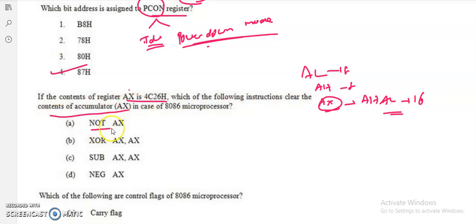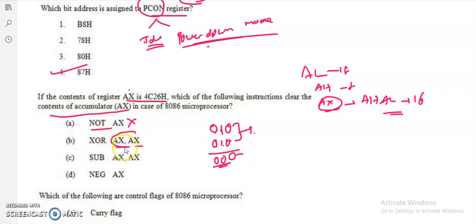Here, NOT just converts zeros to ones and ones to zeros, so it won't make the result zero. Now the exclusive OR operation between AX and AX: if we perform exclusive OR between any two identical data, we get the output 0. Why? Take 0, 1, 0 for example, and the second one is also 0, 1, 0. Then 0 XOR 0 is 0, 1 XOR 1 is 0, and 0 XOR 0 is 0. That means if the two inputs to the exclusive OR are the same, the output is 0.